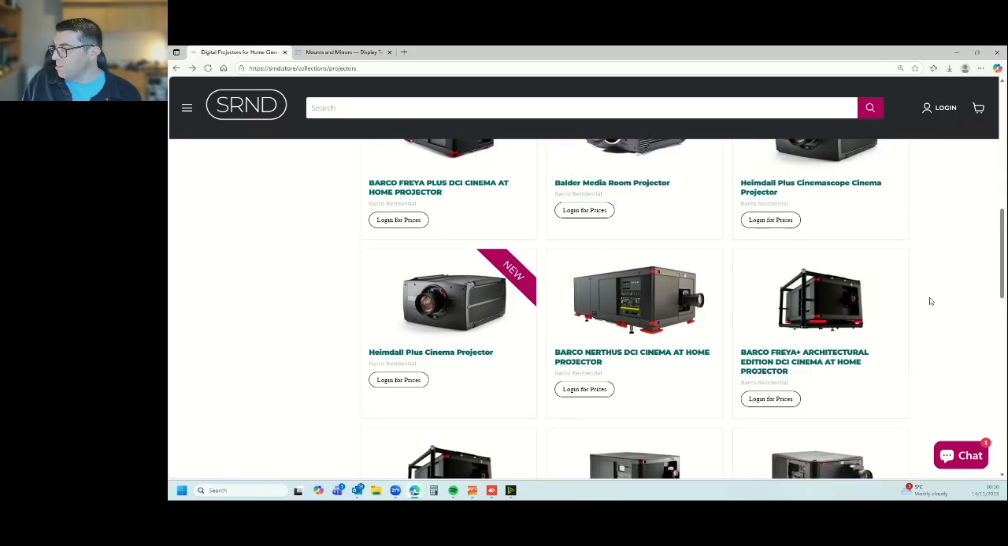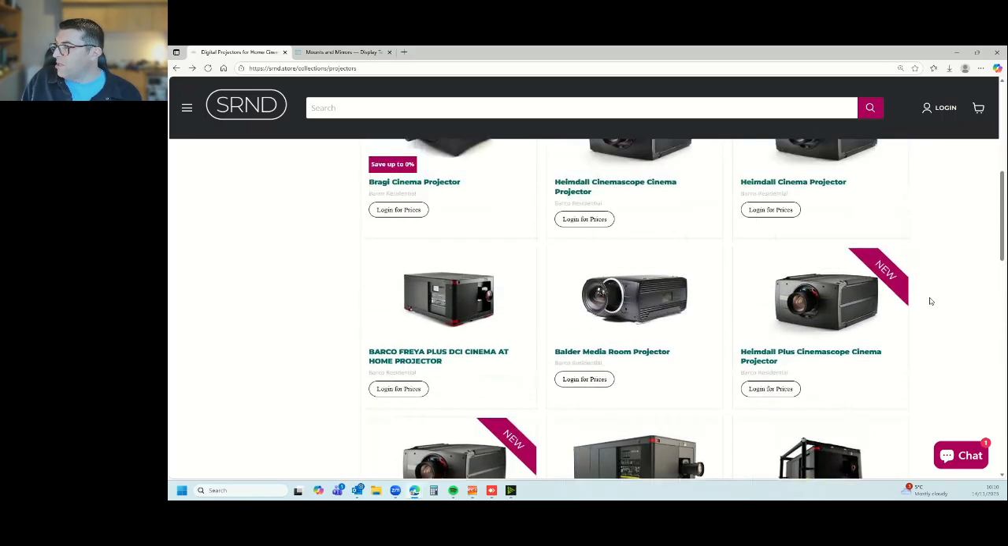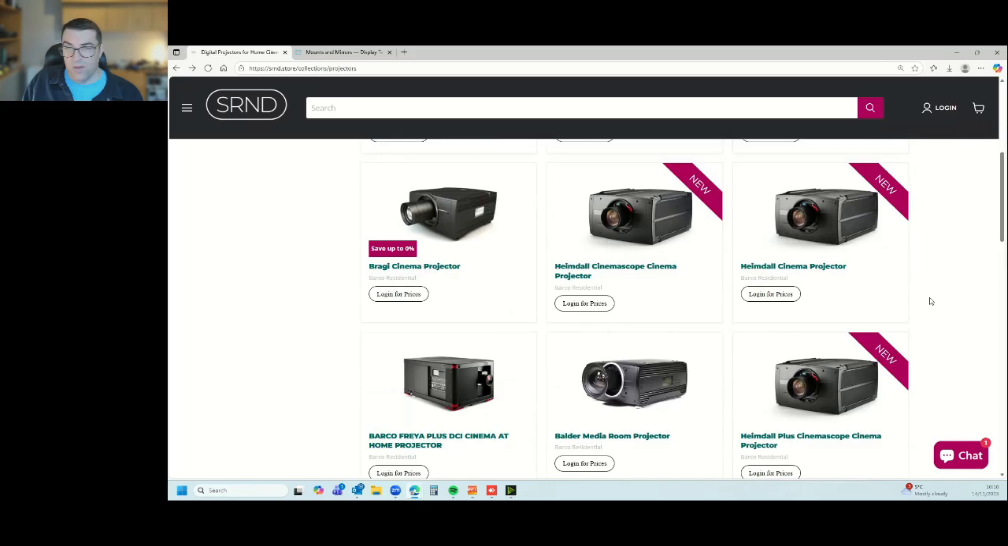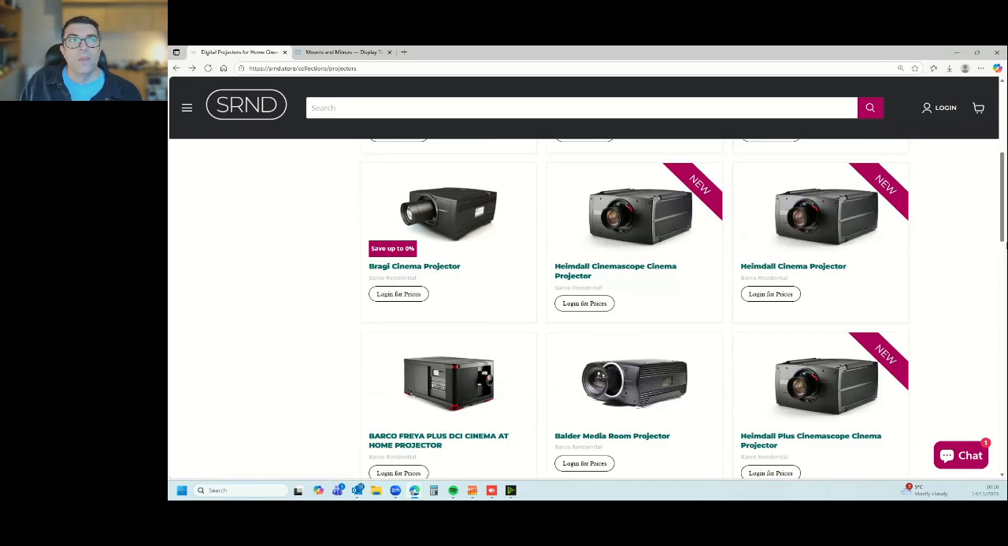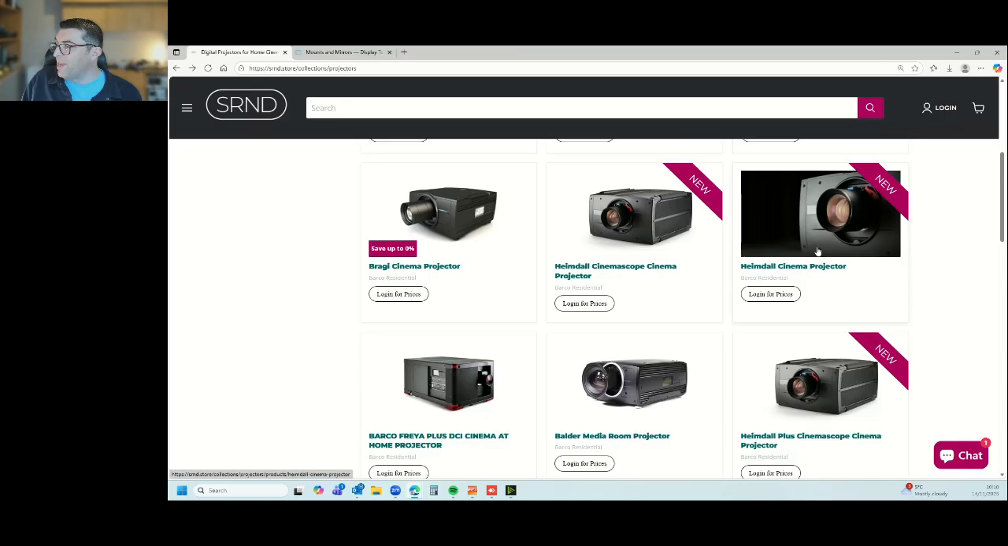Now, let me just address the Heimdall. This is not really a sales thing, but the Heimdall is kind of the sweet spot projector for us. It's not too big. It's not too hot. It's not too noisy. It's actually very quiet, 29 dB.